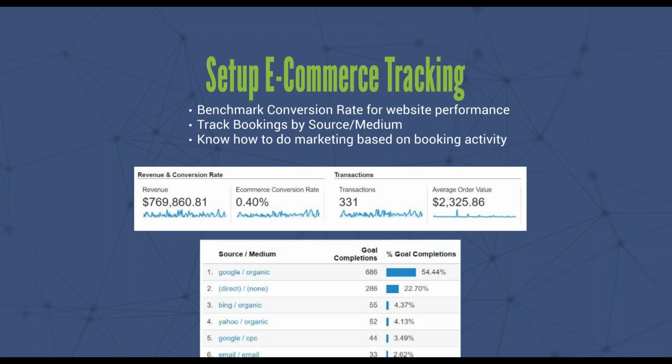If we're at 0.4, let's get better. We're at the industry average, but let's get better. If we're at 1, good for you, let's get better. Let's think about what we need to do. What marketing decisions, what website design decisions do we need to make to drive that number higher?